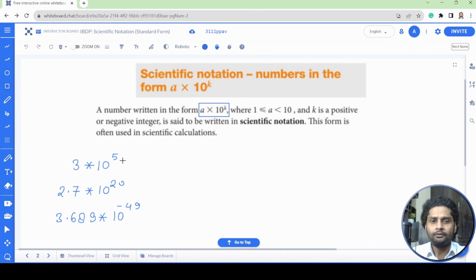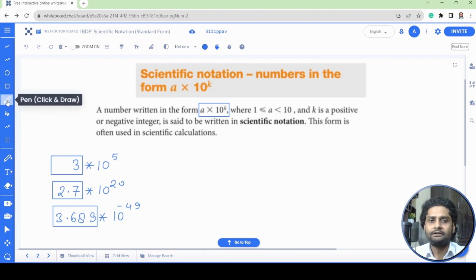Students, no matter what exponent we have over 10, if we focus on the first number here, there is some speciality in that number. That number is always greater than or equal to 1, but it's always less than 10. And that's the main rule that we have to follow in scientific notation. The number can be equal to 1 or greater than 1, but it's always less than 10.